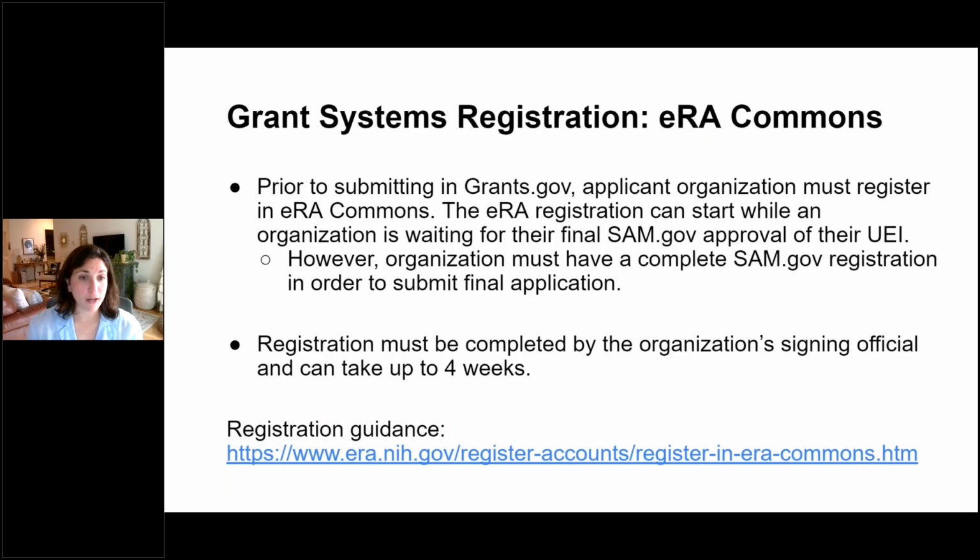The last system is called ERA Commons. As I mentioned, prior to submitting in grants.gov, the applicant organization must register in ERA Commons. You can start this registration process while you're waiting for the final SAM.gov approval of the UEI, so this is something you can get started on before you have that UEI. However, you must complete the SAM.gov registration in order to submit the final application. Registration can be completed by the organization's signing official, which is a designated person in your organization, and it can take up to 4 weeks.